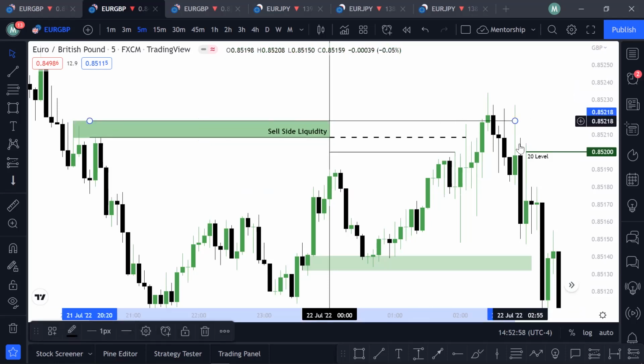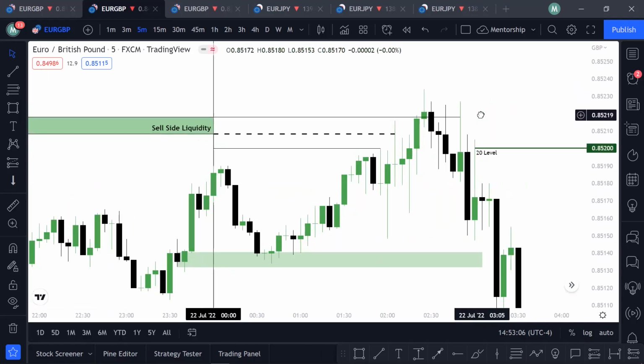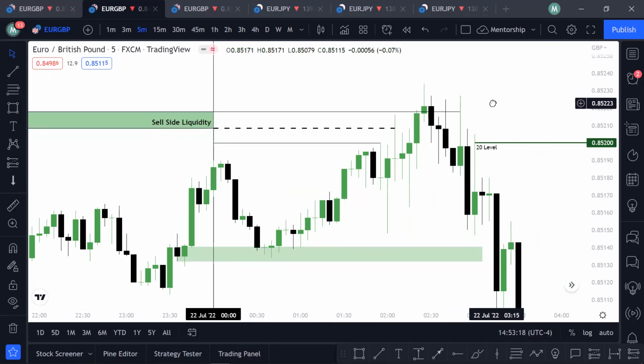Do we have an institutional level here? Do we have a smart trading entry? Yes, we have a 20 level, 1 hour ahead of the news. At what time do we have the news release? We have the news release at exactly 3:30 in the morning.